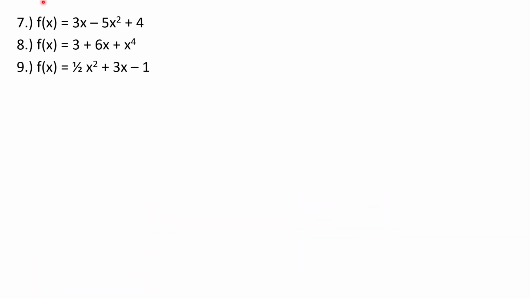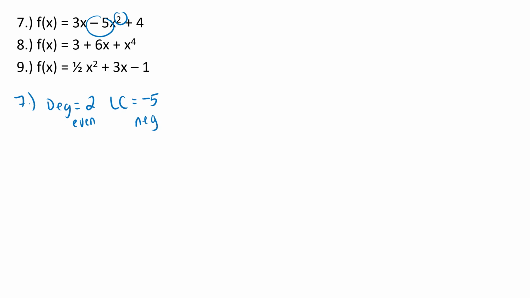Okay, next 3. The next one is not in standard form. So actually the next 2 are not in standard form. So we want to make sure that we catch that. In number 7, my degree is 2 and my leading coefficient is -5. What's important about the 2 is that it's even, and what's important about the -5 is that it's negative.